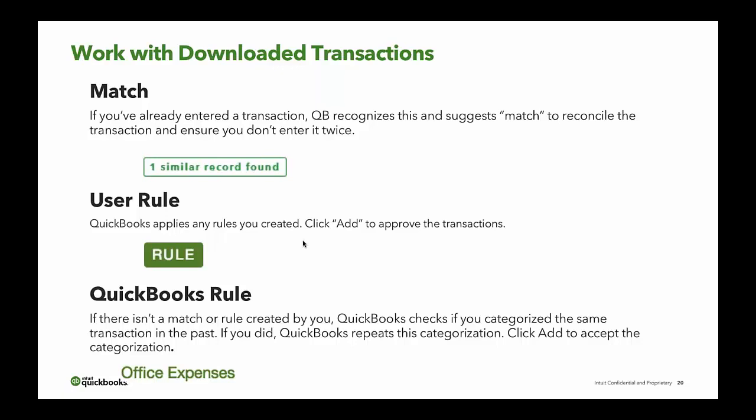User rule. If we don't find a match, we look to see if there's a rule you created, and then you would add to approve those transactions. And then the QuickBooks rules, and this is what we call recognized transactions. And that's where if you did something in the past, QuickBooks uses its machine learning to remember that and make that suggestion going forward.